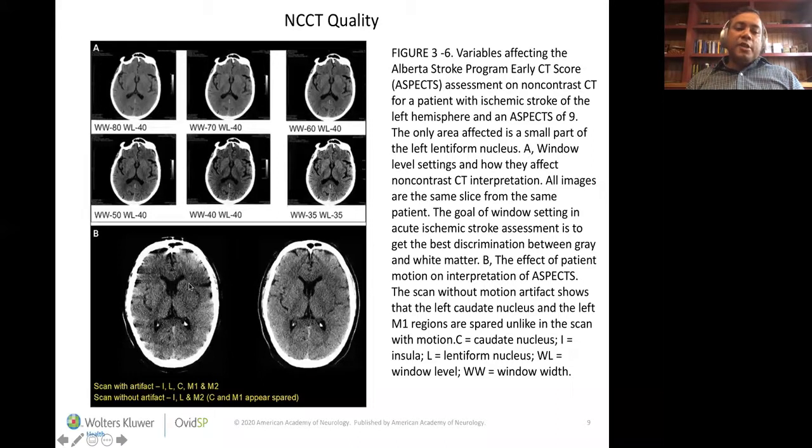You must also be cognizant of motion, as you see here in panel B below. If you have motion artifacts, then you might have a tendency to overestimate ASPECTS. You can see in this case, you might think, oh, this entire region seems involved, but that's not the case. Yes, the lentiform and the insula are involved, but the upper cortical regions are relatively preserved.